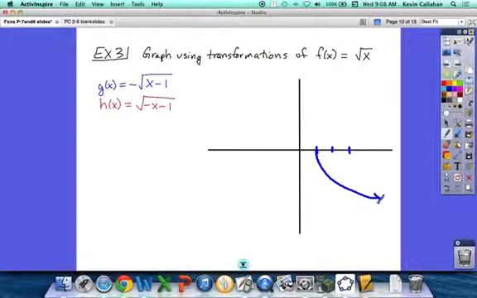What are the transformations you see inside? Okay, the minus in front of the x means reflect in the y-axis. The minus one means to the right. So we would be taking this thing and going.